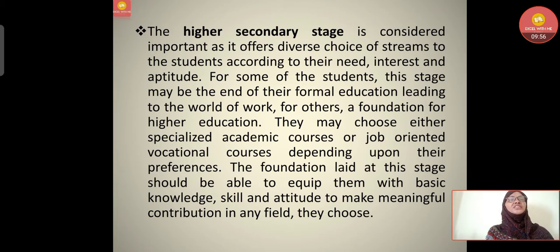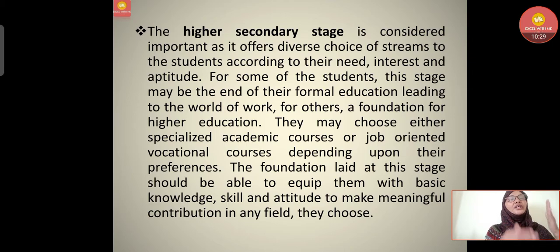For some of the subjects, this stage may be the end of their formal education leading to the world of work. For others, a foundation for higher education. Obviously, till 12th class, some people can afford to have the studies. Some may end up with that only. Some start further education. This is for both. After higher secondary education, some people might start working after 12th class. Maybe they cannot support this education.